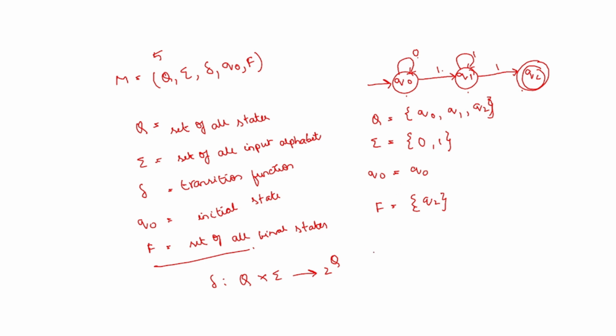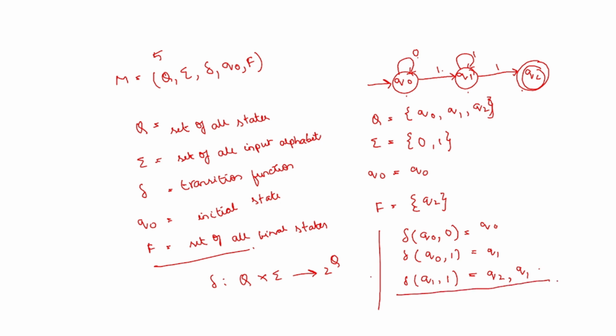So let's try the transition functions here. The first one is delta of q0 when applied with 0 stays on q0, and delta of q0 when applied on 1 goes to q1, and delta of q1 when applied with 1 either goes to q2 or stays on q1 itself. These are the transition functions for this NFA example. I hope you understand the formal definition and also the example.